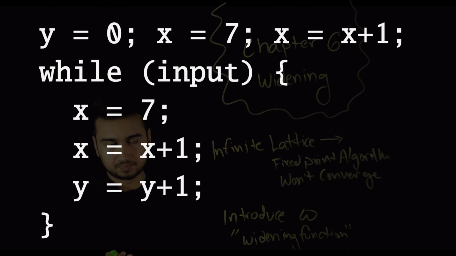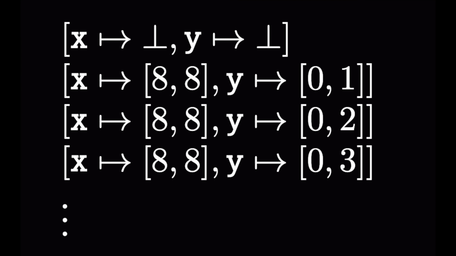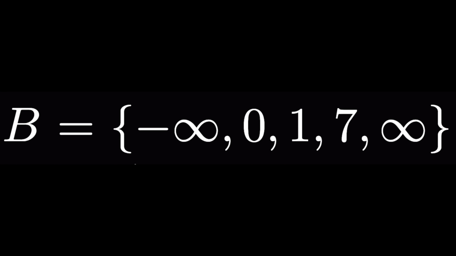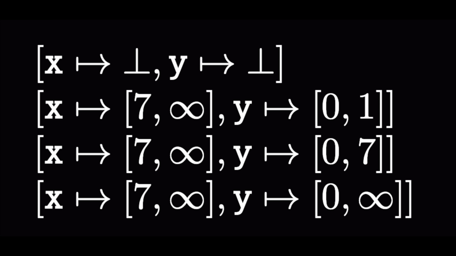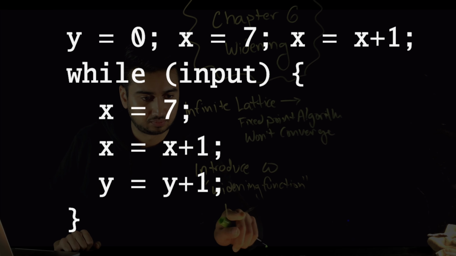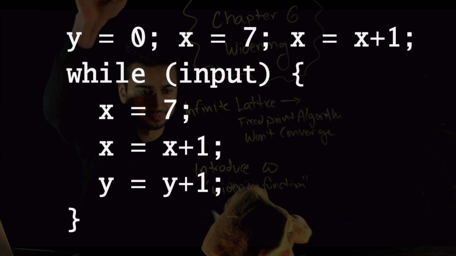We call the reapplication of f narrowing. So in this example program, after the while loop, our analysis will diverge. We won't be able to find a fixed point because the y range is ever increasing. Say instead we widen using the set negative infinity, 0, 1, 7, and infinity. With widening, we get convergence after just 4 steps. Instead of increasing our range one at a time, we make a jump from 7 to infinity. But using narrowing, we can get x down to a reasonable range again.